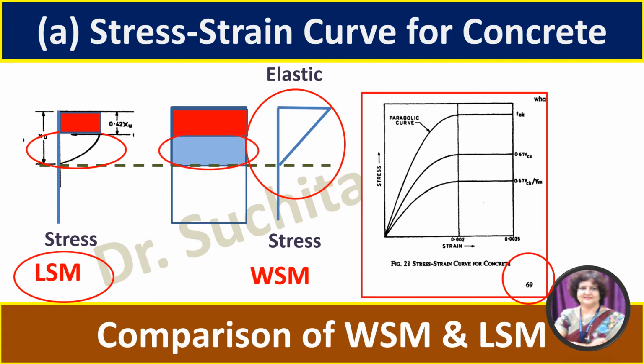So there is non-linear variation. Remember that here the line is not a straight line. It is not a linear variation. It is non-linear variation. Such type of variation is called elastoplastic behavior of concrete. So in limit state method, it takes into account non-linear elastoplastic stress strain behavior of concrete.